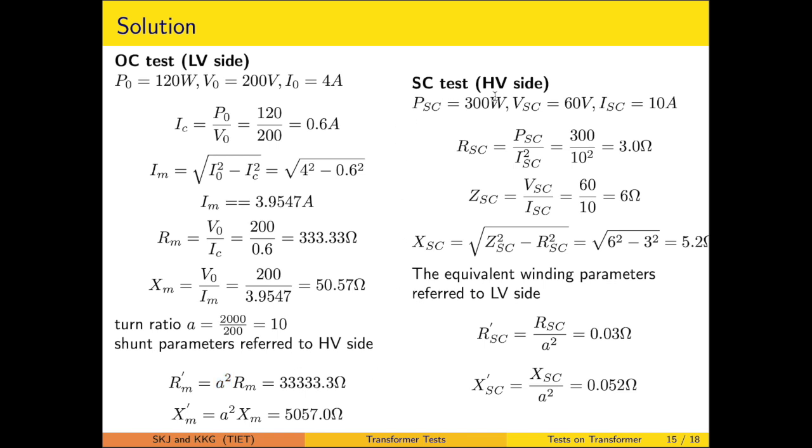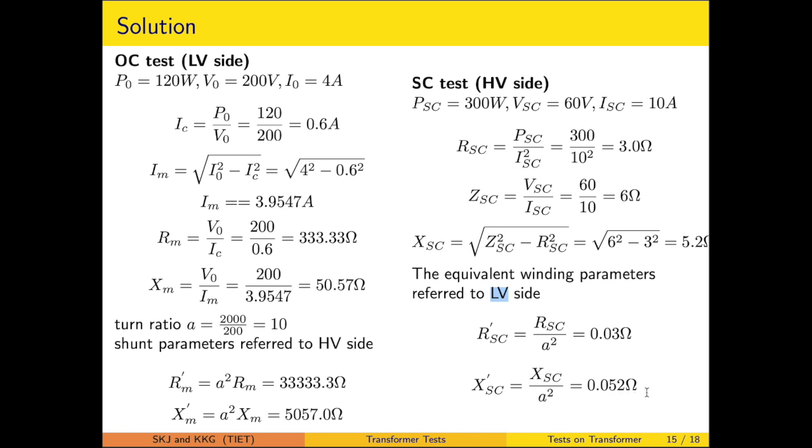On the short circuit test side, we have measurements of PSC, VSC and ISC. This is coming out to be a series arrangement. So you can calculate RSC simply as PSC upon ISC square. ZSC will be VSC upon ISC, and XSC can be evaluated likewise as root of ZSC square minus RSC square. When we have to refer the parameters towards the low voltage side, they are to be divided by the turns ratio, and it is done.